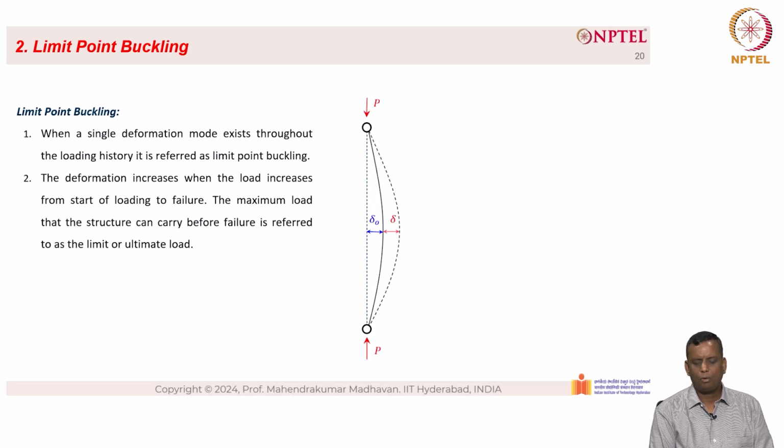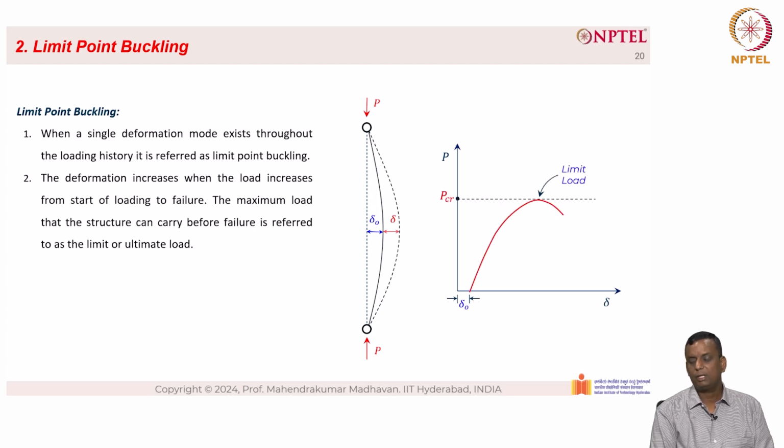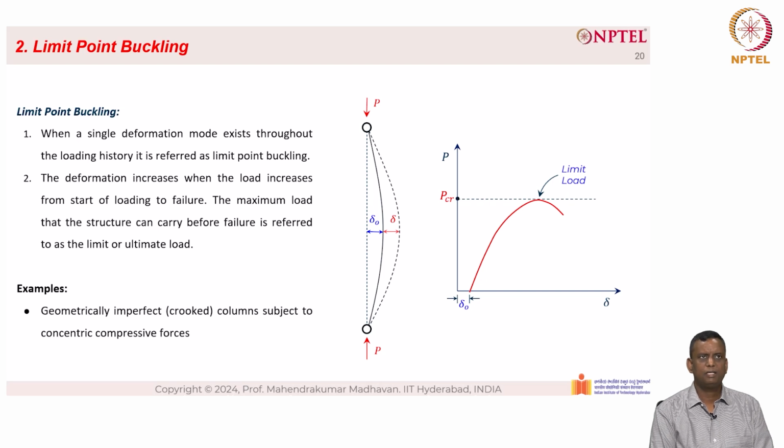And when the applied load reaches P critical, then there is another delta, which is basically on top of the imperfection. And when we plot the load deformation plot, we can see that it starts from delta naught, which is the initial imperfections, and it reaches the ultimate, which is called P critical, also known as limit load. So the examples of such limit load buckling are geometrically imperfect, also called crooked, columns subjected to concentric compressive forces.